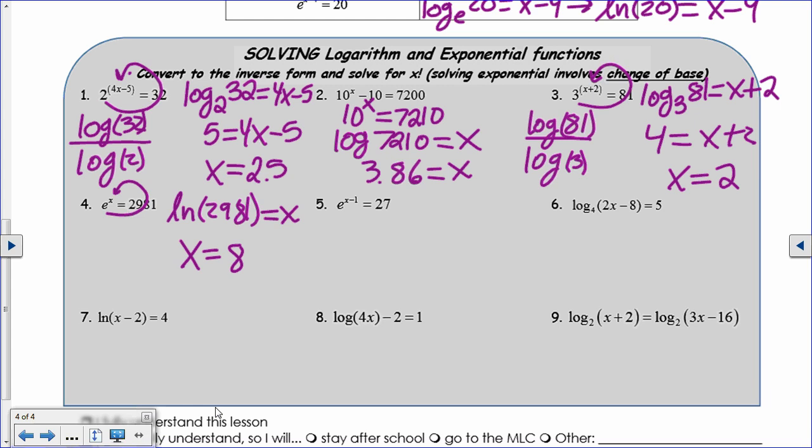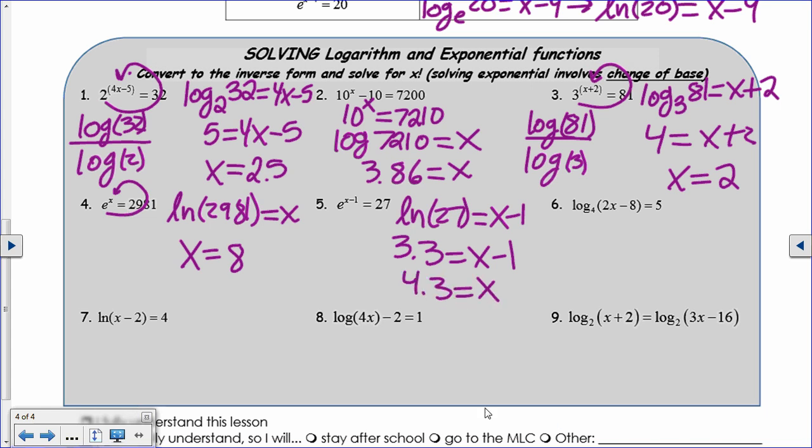Alright, what about the next one? ln of 27. Well, you have to find ln of 27 first. Find the natural log of 27. 3.3. Okay. And then add the 1 to that. So you can't add the 1 until you know what you're adding 1 to. So that's why you have to find the natural log or whatever first.